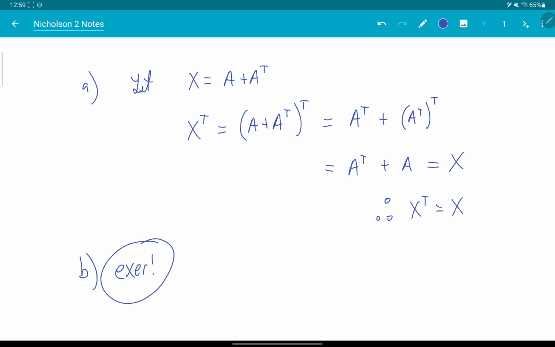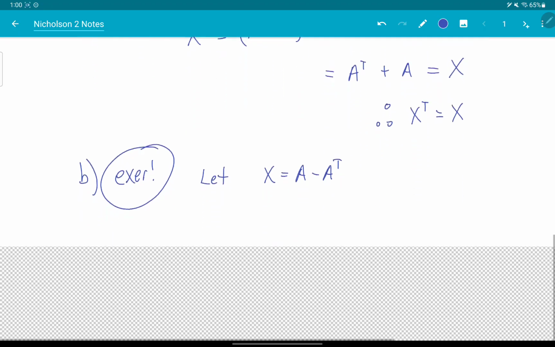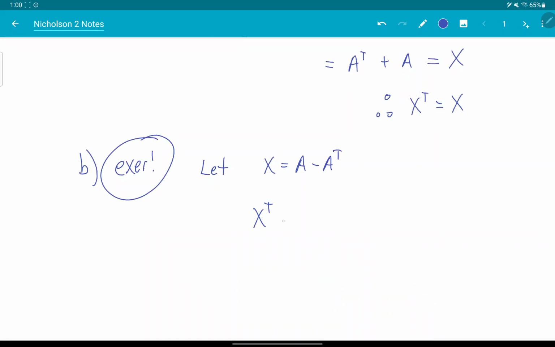Exercise. Try this. Pause and try this. Okay. So I will say let X equal A minus A transpose. And then calculating X transpose, I'm hoping to get to negative X. So I do my transpose of X, I get A transpose minus A. And if I factor out a negative, I get what I want.